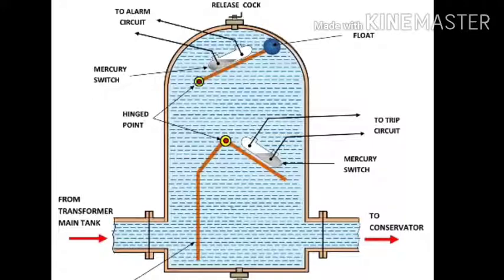It is used for the protection of the transformer from faults occurring inside the transformer, such as impulse breakdown voltage, leakage of current, leakage of the winding, and a sudden increase in temperature. In such cases the Buchholz relay is operated.